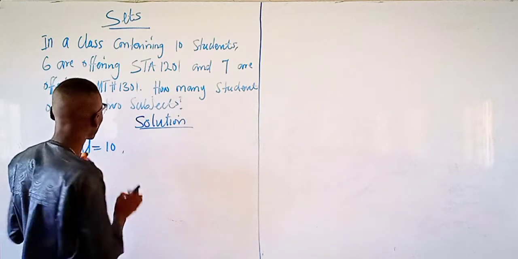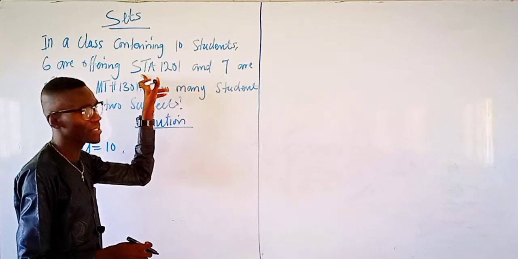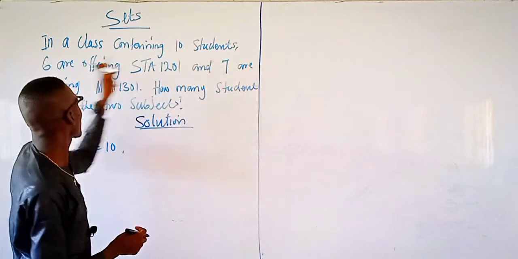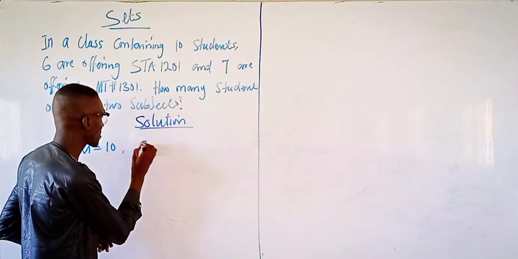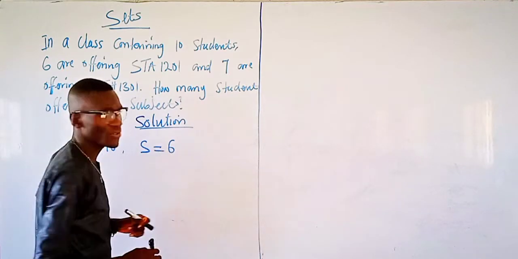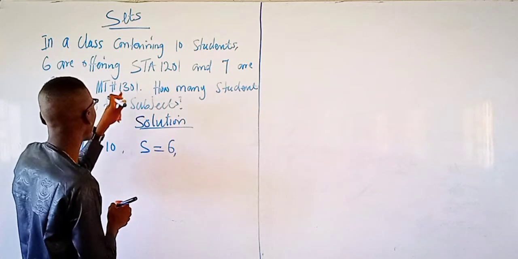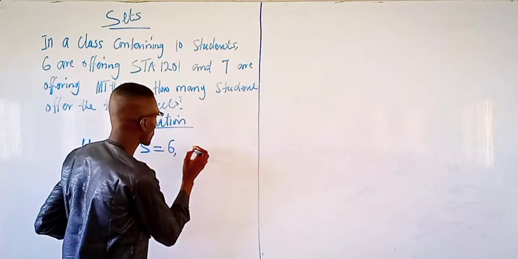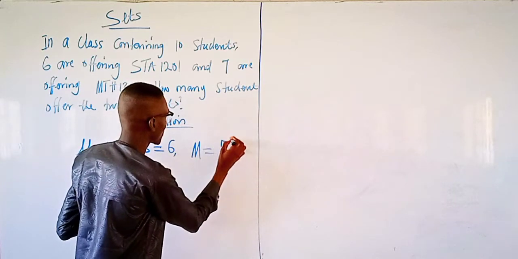So the next thing is I'll be denoting the statistics by the letter S for simplicity, right? So they said 6 are offering STA 1201. So I'll be using S for statistics, which they said is 6 students. I'll just denote it with 6, right? The next one is they said 7 offer Maths 1301. So I'll denote maths with the letter M, and they said there are 7, right?